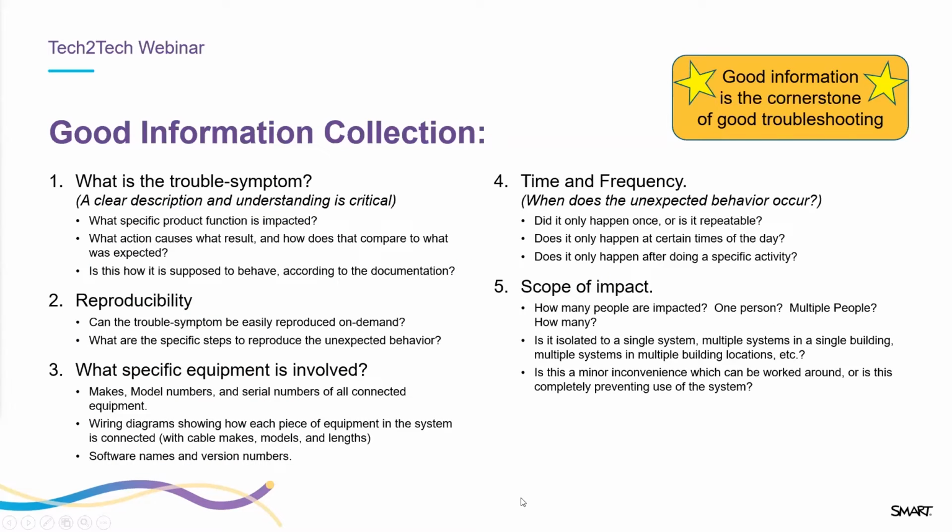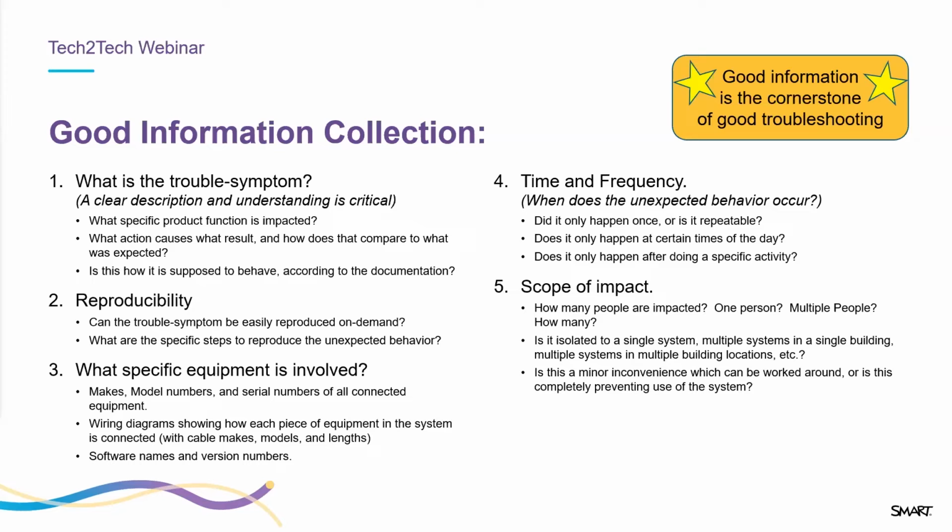So here's some examples of good information collection. First of all, what is the troubleshooting? This is the most important part of good information collection. Having a clear description and understanding of what it is you're troubleshooting is critical. Today's modern smartboard interactive displays and smart software are multifunction devices. They do a lot more than just one thing. They do multiple things. So it's very important to know what specific function of the product is impacted.